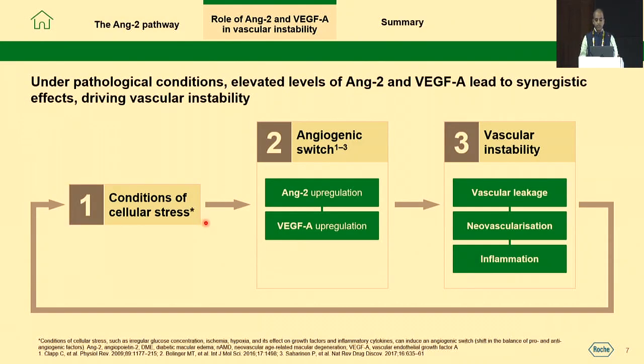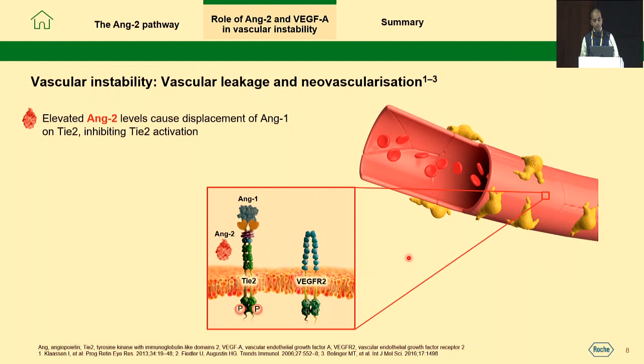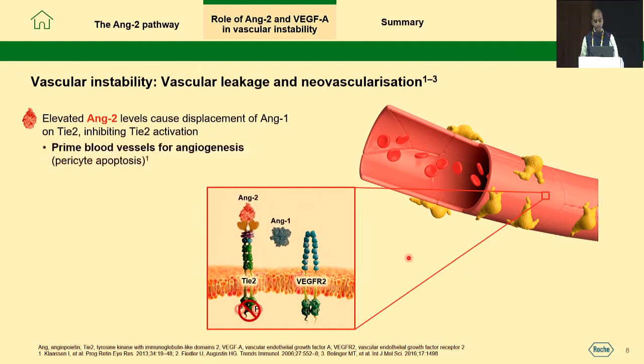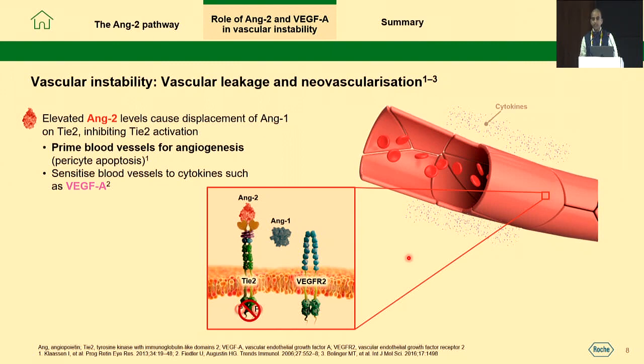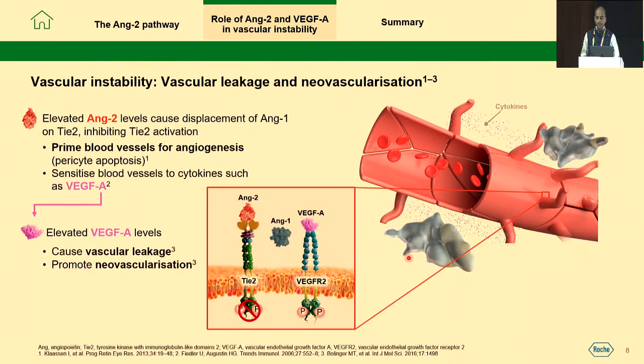So basically during this angiogenic switch, like I have said, angiopoietin 2 upregulation, VEGF upregulation, finally leading to vascular leakage, neovascularization, and inflammation. This is how the angiopoietin binds. And there it sensitizes the blood vessels to inflammatory markers, cytokines, further elevates the VEGF-A levels, and vascular leakage and neovascularization.